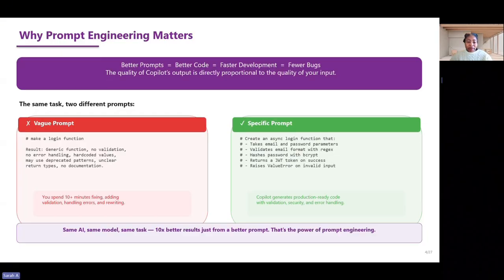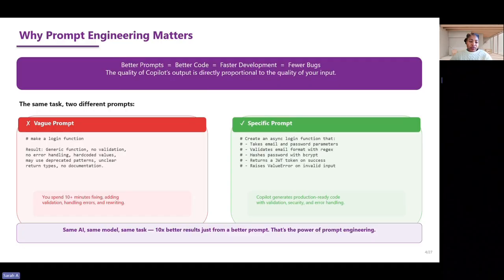Because again, remember, Copilot is your assistant. It's not going to do your job for you. So those are the things you need to consider when you are using Copilot. This is the same AI, same model, same task, but dramatically different results. That is the entire argument for learning prompt engineering. This is not just about Copilot. These skills also transfer to, as I mentioned, ChatGPT, Claude, anything you want to do. You want to make sure that you have prompt engineering skill.